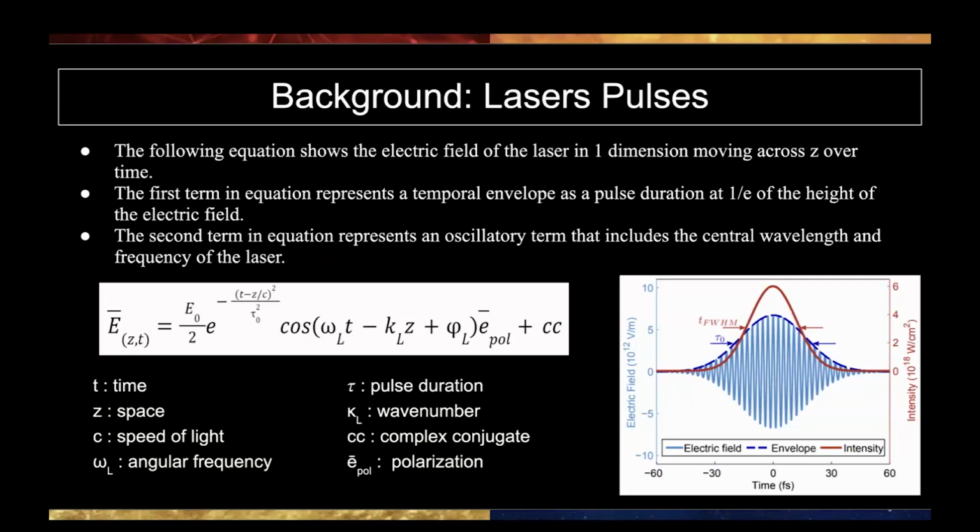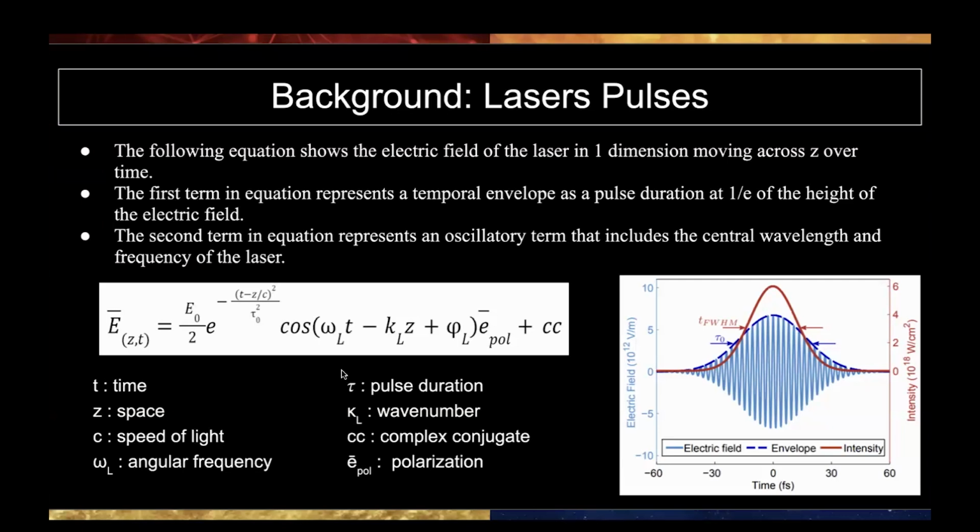So the following equation shows the electric field of the laser in the first dimension moving across z, as in the distance, over time. The first term in the equation represents a temporal envelope as a pulse duration of 1 over e of the height of the E field, or the electric field. The second term in the equation represents an oscillatory term that includes the central wavelength and frequency of the laser.